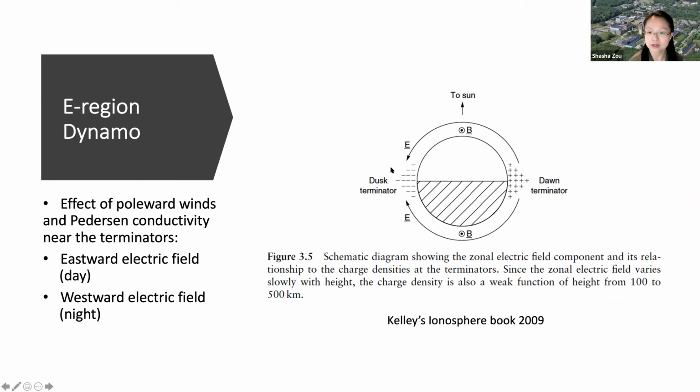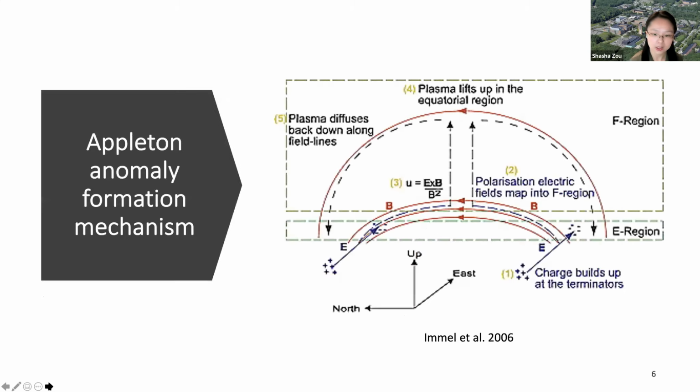This charge separation condition sets up an electric field that's pointing from the dawn sector to the dusk side. You can see this is the electric field pointing here, right? And this happens in the E region. This electric field is eastward on the day side, and then westward on the night side. Once we understand there is an electric field produced by those charge accumulations, now we can understand the EIA formation or the fountain effect. Okay, so now the viewpoint is changed.